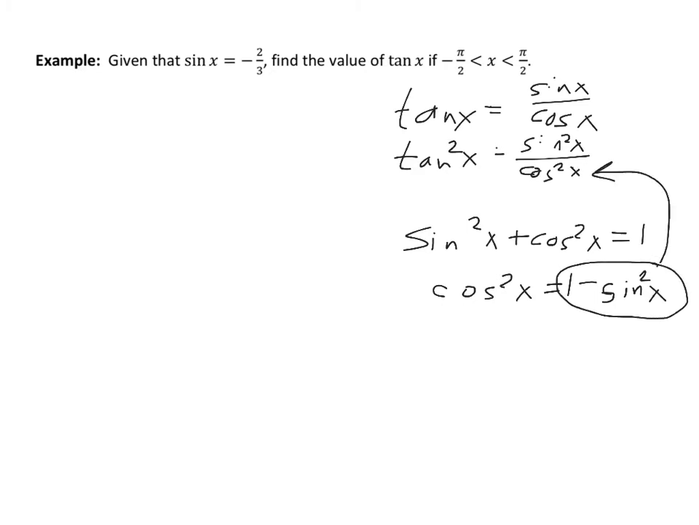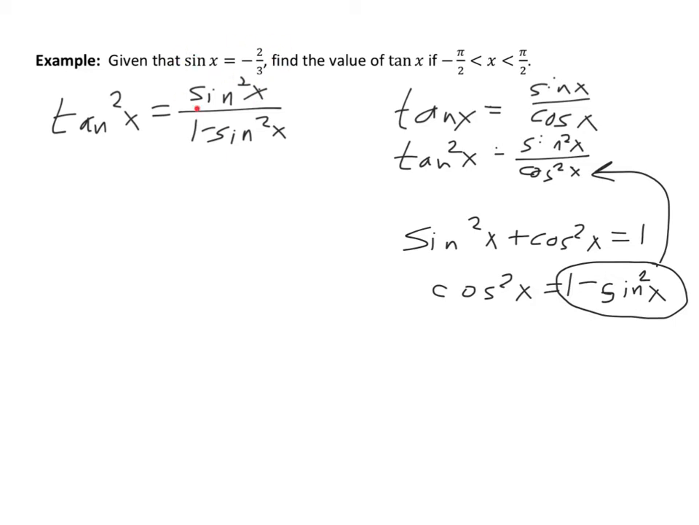I'm now going to replace the denominator with 1 minus sine squared. So the identity that I've come up with is tangent squared x equals sine squared x over 1 minus sine squared x. At this point, I need to take the information that I was given and put it into the problem. We were told here that sine x was negative 2/3.